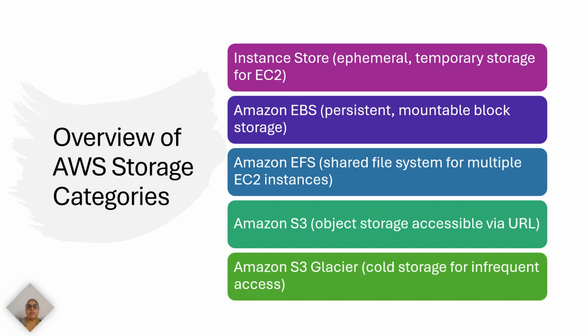EFS acts like a shared drive for multiple instances across availability zones. S3 is for object-based storage accessible from anywhere via URLs, perfect for web content. And S3 Glacier is designed for archiving rarely accessed data at lower costs. Understanding these helps you choose the right one for cost and performance optimization in your cloud architecture.